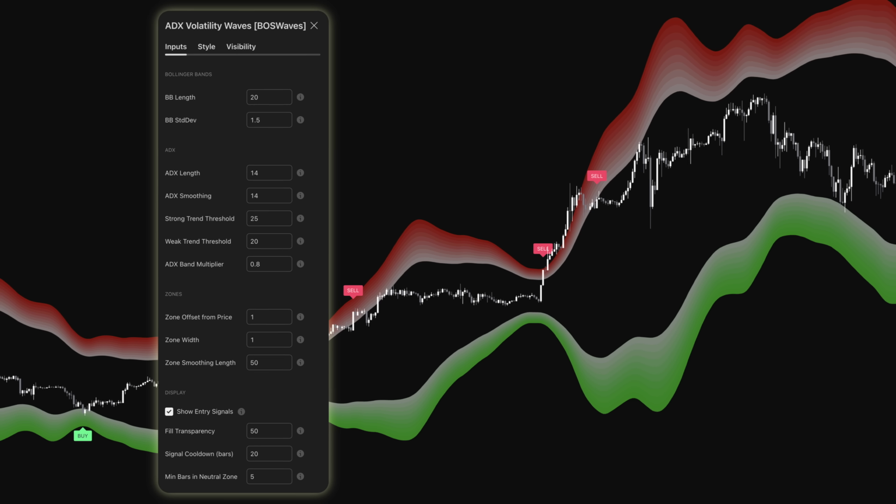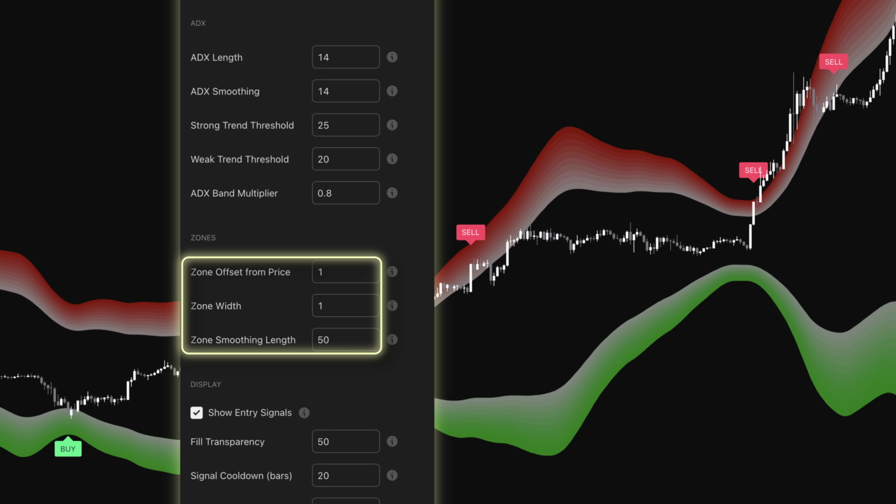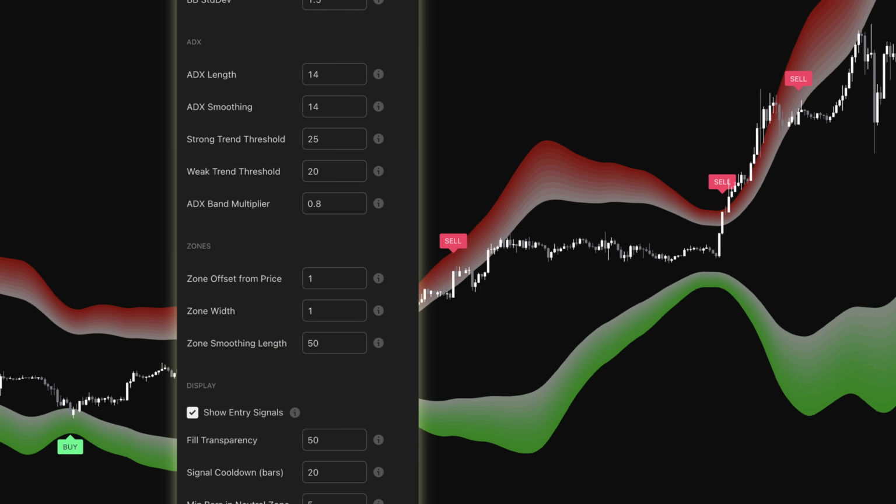Zone positioning starts at user-defined offset distance beyond smoothed Bollinger Bands, with width scaling as a multiple of the smoothed range.